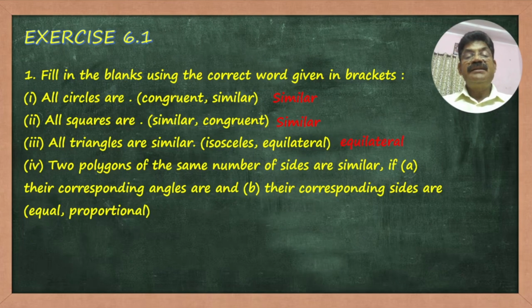Two polygons of the same number of sides are similar if their corresponding angles are dash and their corresponding sides are dash. Equal, proportional.